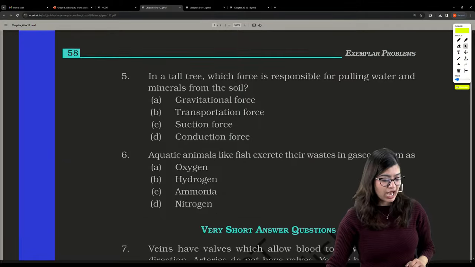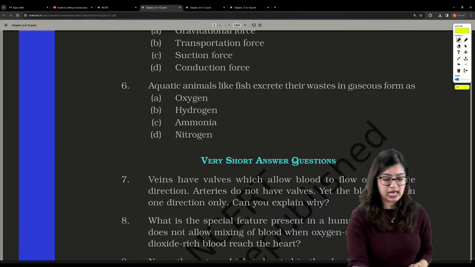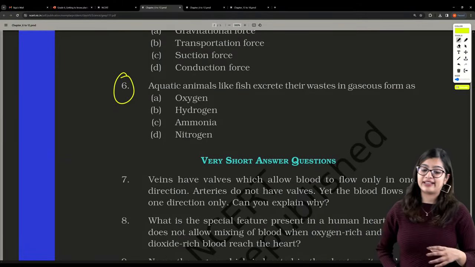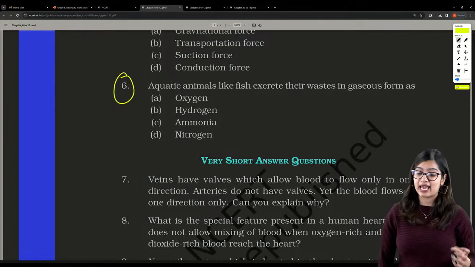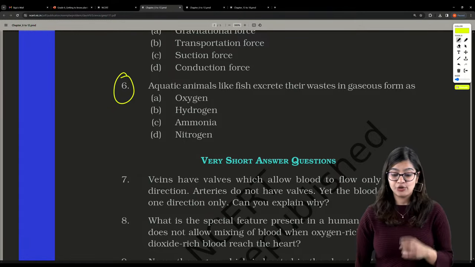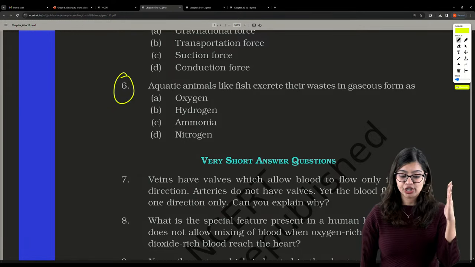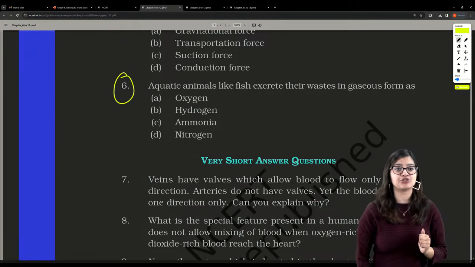Yes. Now let's go on to question number 6, which is the last question. Aquatic animals like fishes excrete their waste in gaseous form known as dash. Oxygen, hydrogen, ammonia or nitrogen.